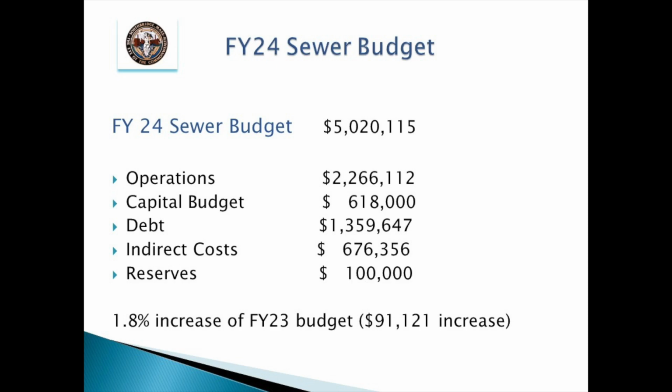On the sewer budget, the FY24 budget is $5,020,115. The operations portion is $2,266,112. The capital budget was $618,000. The debt service is $1,359,647. The indirect costs were $676,356. The reserves were $100,000. So that was a 1.8% increase over the FY23 budget, or a $91,121 budget increase. So let me see if I can get back to the next slides that we need here.